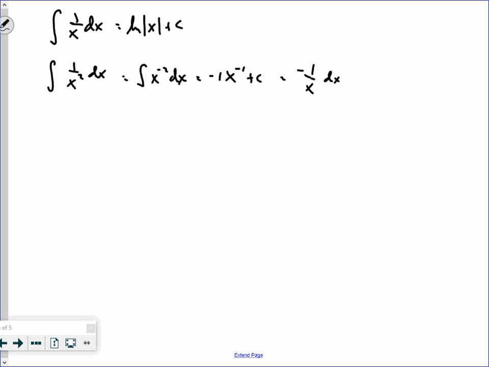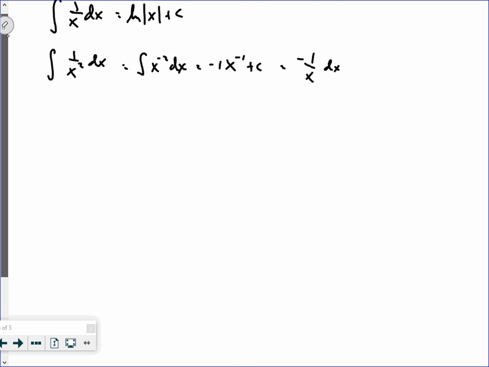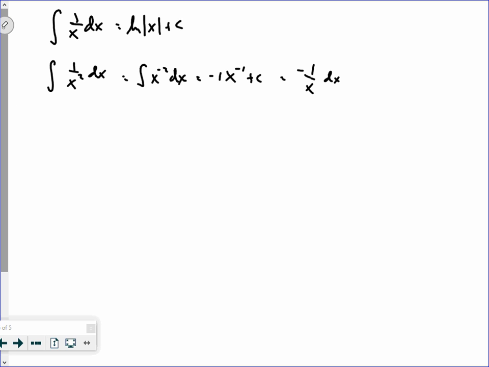Because you add 1 to the exponent and divide by the new exponent, so it'll be negative 1 x to the minus 1. Oops. So that's, sorry about that. Negative 1 over x. Try that again.